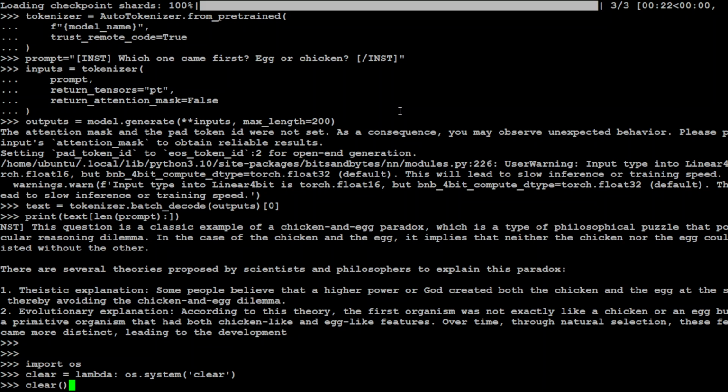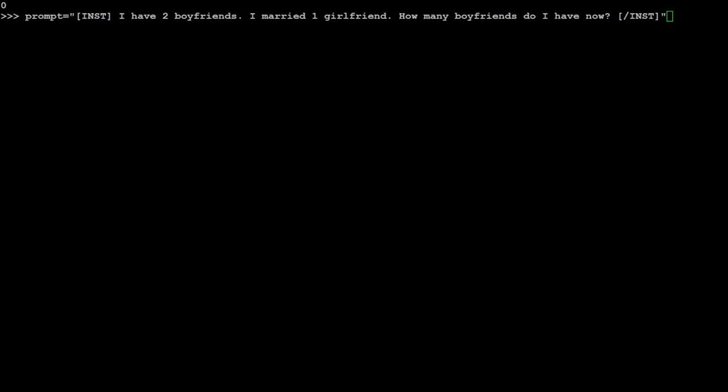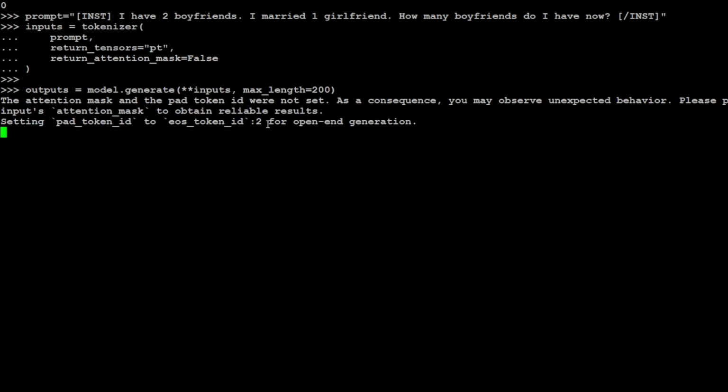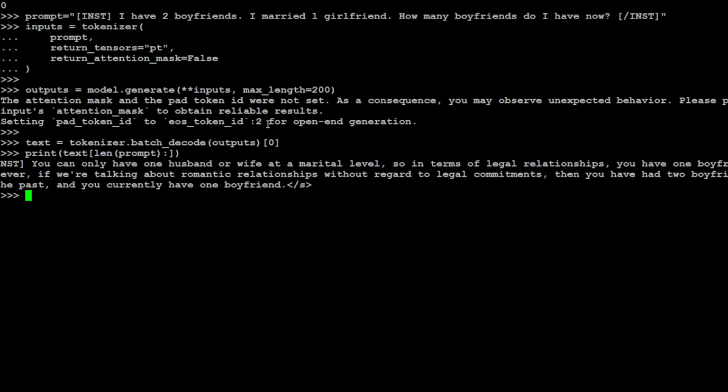So I'm just using the lambda here, and I have cleared it. Let me give it another prompt. Now if you look at it, I am just asking it a bit of a weird question: that I have two boyfriends, I married one girlfriend, how many boyfriends do I have now? Now for us humans it is straightforward, but I have seen a lot of models getting confused because they just get into all that rigmarole of relationships. So let's see what this model does here.